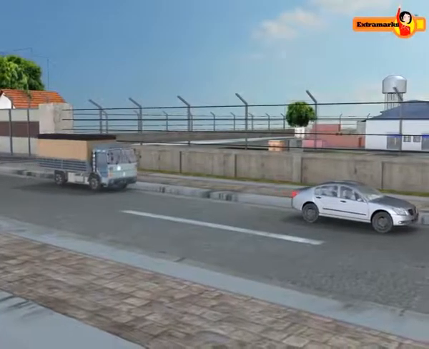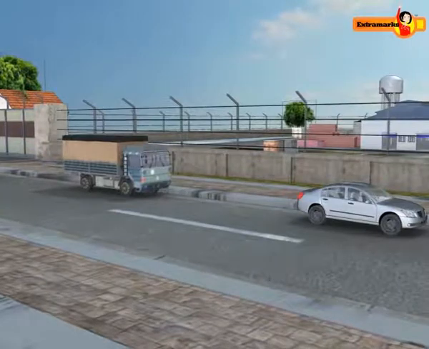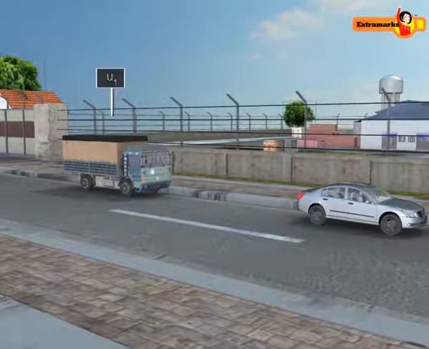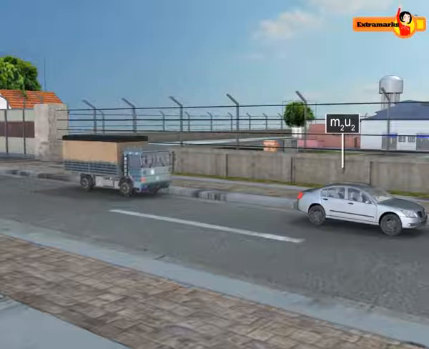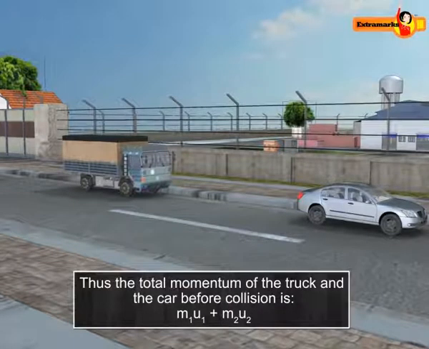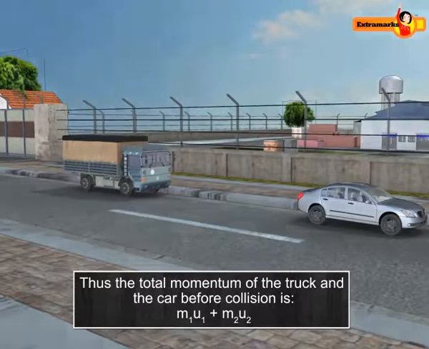Suppose a truck and a car are moving in the same direction with different velocities. Let the mass of the truck be m1 and its velocity be u1. So its initial momentum is m1 u1. Let the mass and velocity of the car be m2 and u2 respectively. So the initial momentum of the car is m2 u2. Thus, the total momentum of the truck and the car before collision is m1 u1 plus m2 u2.